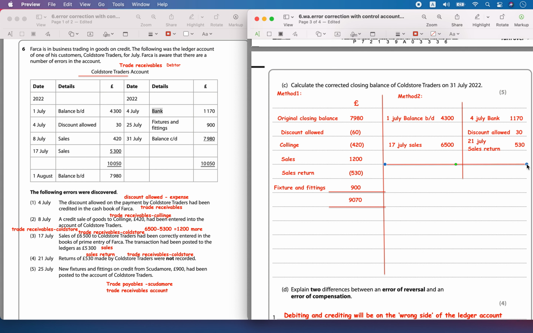We prepare it with these correct entries. This is how it's supposed to look. Let's add up: 4,300 plus 6,500, that is equal to 10,800.